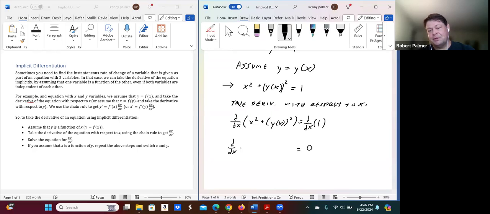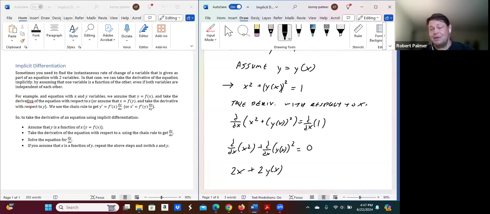So the derivative of x squared, and let's go and write it out anyway, so this is clear, plus the derivative with respect to x of y of x quantity squared. Okay, so the derivative of x squared, of course, is 2x. The derivative of something squared is 2 times that something to the first power. And actually, I'll just get rid of the parentheses. So this is basically y squared. The derivative of y squared is 2y.